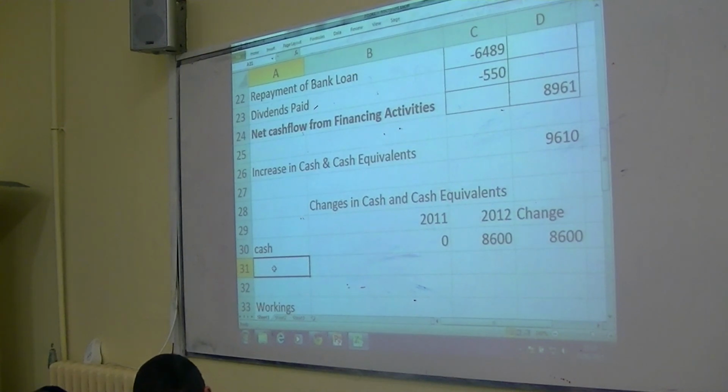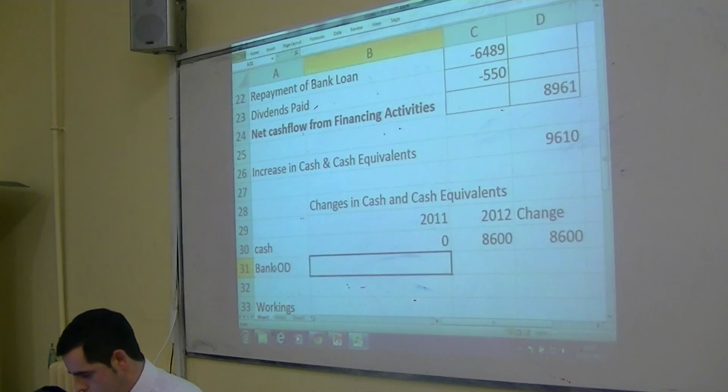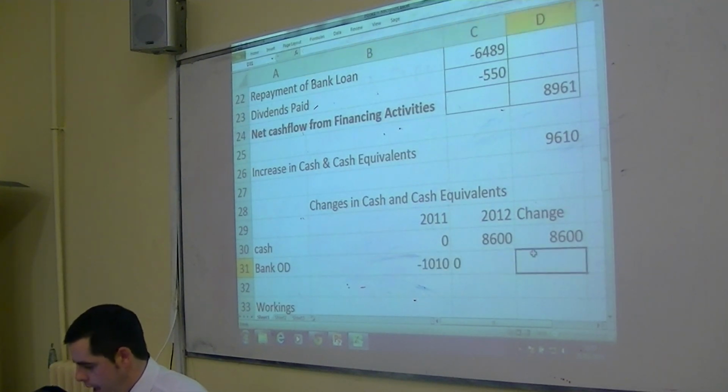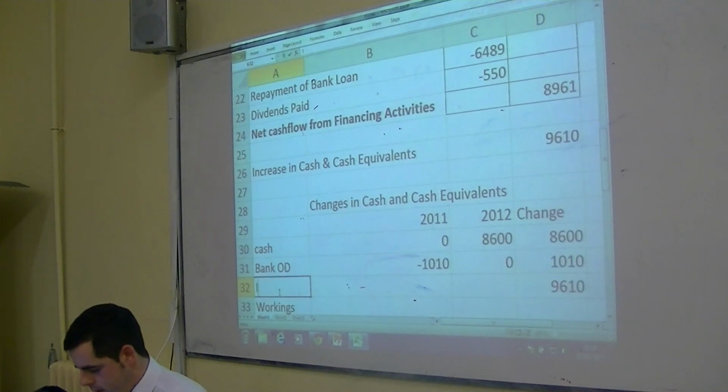And there should be a bank overdraft if you look at current liabilities. Bank overdraft. It was 1010, and now it's 0. So that's a positive change, isn't it? 1010. So that works out, doesn't it? Yep. So 9,610. Increase. So that just confirms you're right.